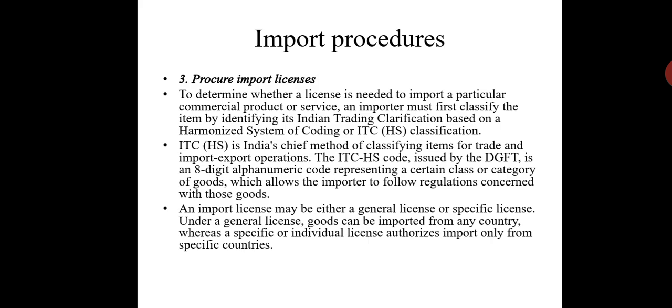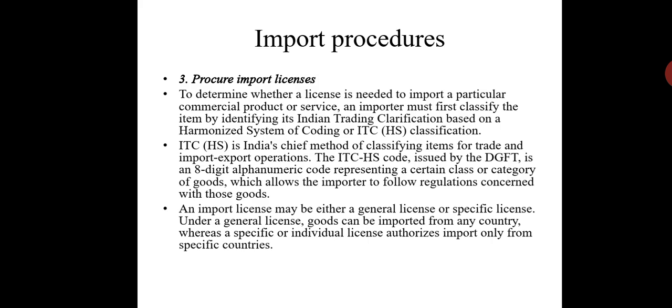Under the general license, goods can be imported from any country, whereas a special or individual license authorizes import from only specific countries. Here, another thing is given: there are two types of licensing, one general and one special. With a general license you can import from any country, from anywhere you want. But the general license is only for general things which are not really harmful for anyone.